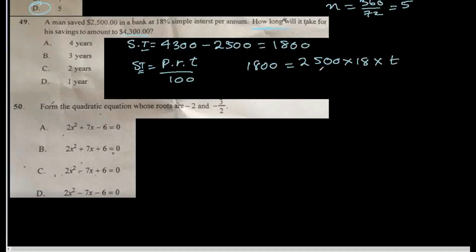Time over 100. So we can cancel these two zeros with these two zeros, and 25 times 18 will come below 1800 by cross multiplication. So T will be 1800 divided by 25 times 18 as denominator. Cancel out 18 and cancel out 100. 25 times 4 is 100. It's 4 years. So the 49th answer is A.